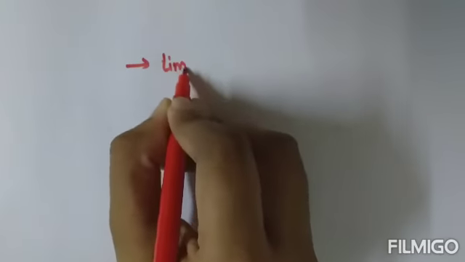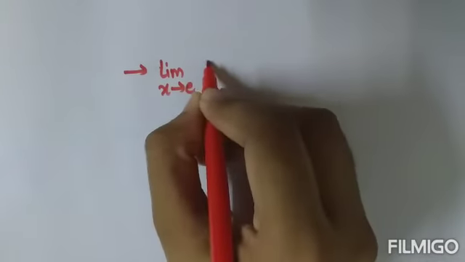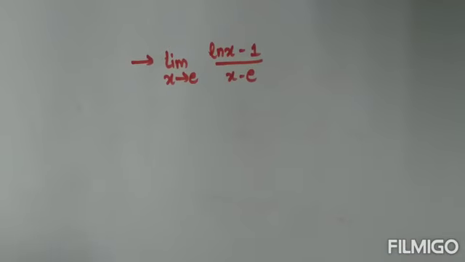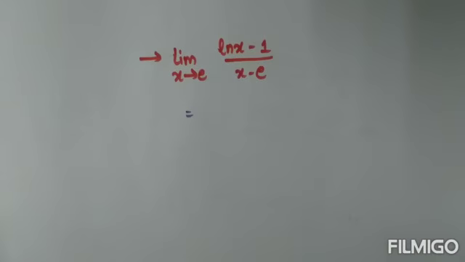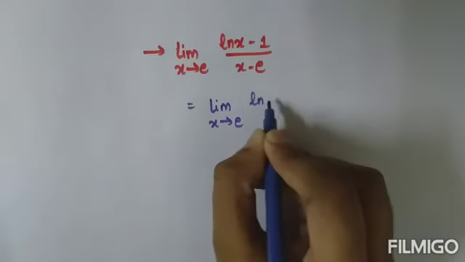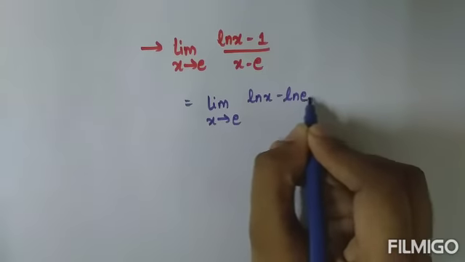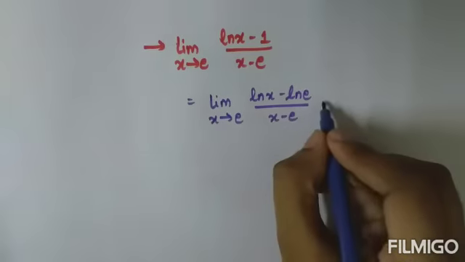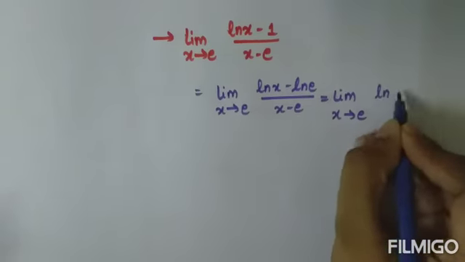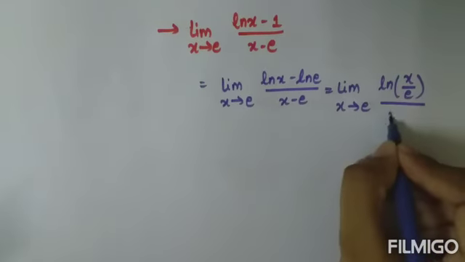Before ending this session, I would like to discuss one of the questions from the evaluation of logarithmic limits. The question is, limit x tends to e of ln x minus 1 by x minus e. So let us try how to solve this question. First, we can write this as limit x tends to e of ln x minus ln e by x minus e. So this turns out to be limit x tends to e of ln x by e by x minus e.